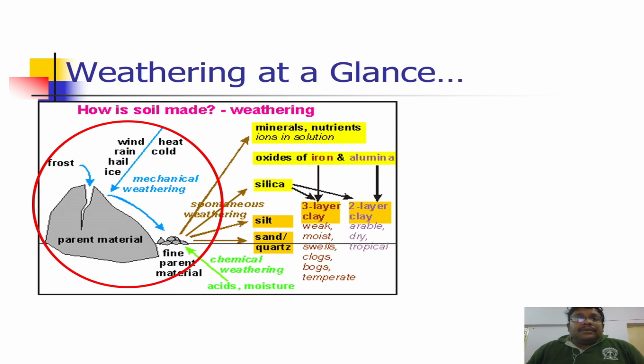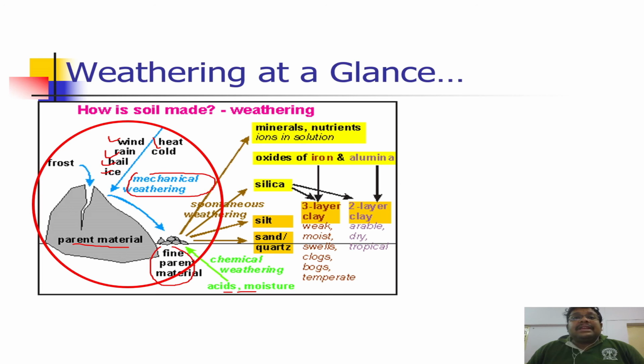We start with the parent material, which is acted upon by frost and other physical agents like wind, then rain, hail and ice, and heat and cold, so thermal variations also. You can see they are creating the mechanical or physical weathering. As a result of mechanical weathering, they will produce the fine parent material. This parent material will react with acids and moisture, and they will produce the chemical weathering.